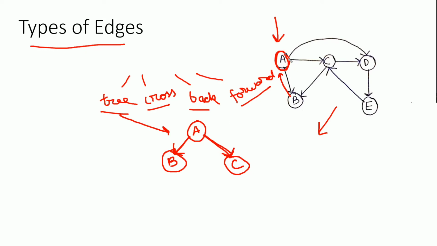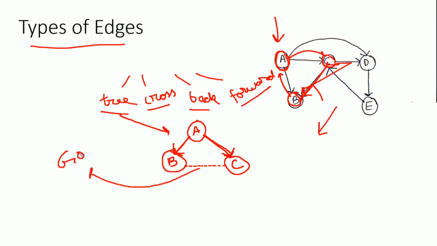From A, I traverse to vertex C. I reached vertex C. Now from vertex C, I'll again iterate its adjacent vertices. Its adjacent vertices are B and D. If we check vertex B, we find that vertex B is already visited, but still there is an edge from vertex C to vertex B. So this edge is known as a cross edge.